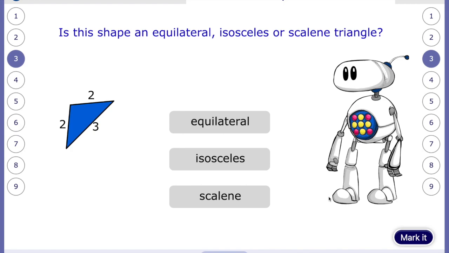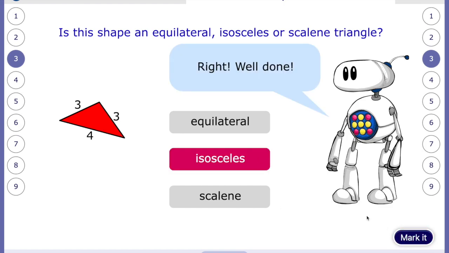A bit trickier now. This is not equilateral, what do you think? Well done, it's isosceles. That's correct. 2 sides here are the same length with one different length. What about this one? Yeah, well done. It's isosceles.